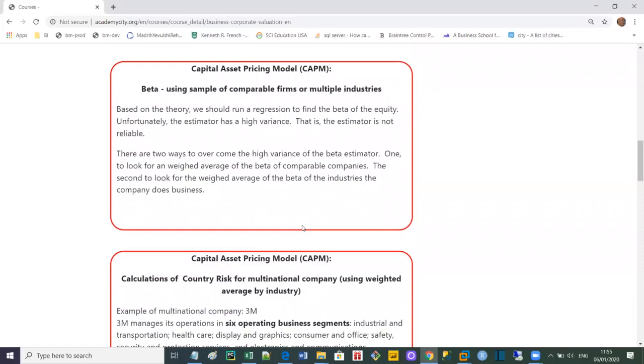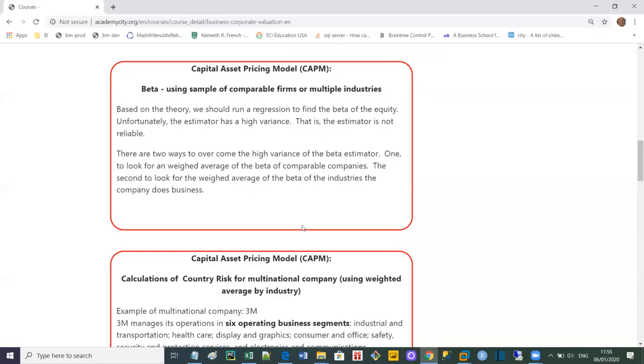Okay, what about the beta? We saw in the equation we have the beta times the risk premium. How do we estimate the beta of the company? In finance, you learn you run a regression and you get the estimate. Unfortunately, that estimator is quite noisy. If you look at the standard deviations of the beta estimations using regression, it's quite high for most of the companies, if not all of them. Therefore, we have to find some kind of a substitute method.